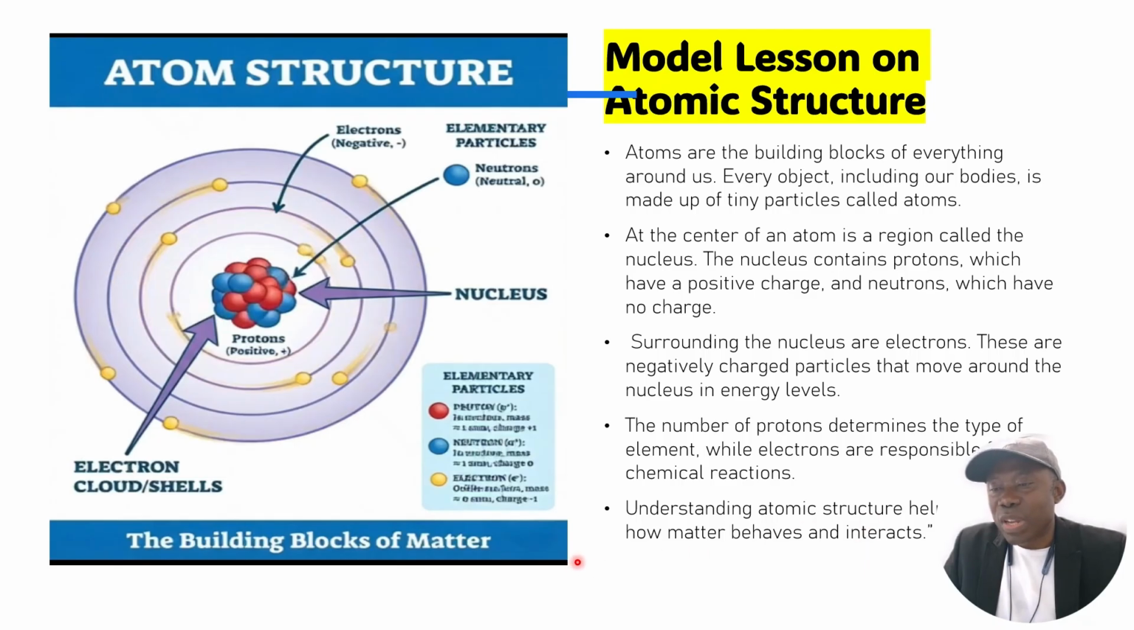Understanding the structure of this atom helps us to know how the atom behaves. So the protons and neutrons are here in the nucleus, and the electrons revolve around the shells. The number of protons determines the number of electrons in each atom. Okay, let's go to the next lesson.